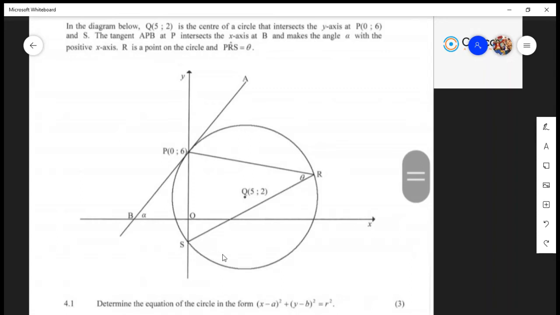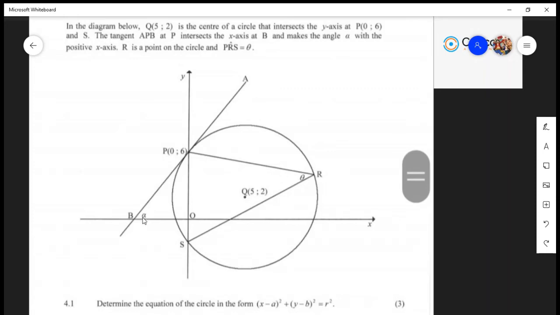Now they say the tangent APB. So APB is the tangent of the circle at point P, which is 0 and 6, that intersects the x-axis at point B and makes an angle alpha with the positive x-axis. R is a point on the circle and PRS is equal to theta. So PRS, this angle here by R, that's theta. This angle here by B, that's alpha.